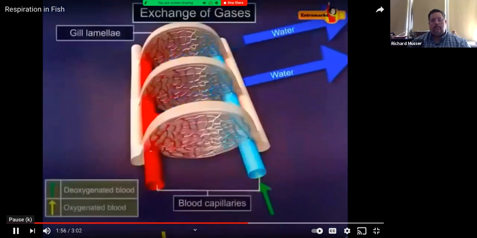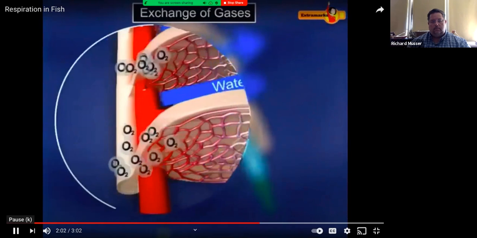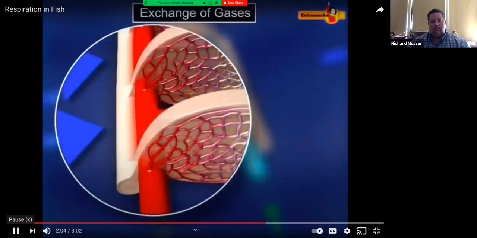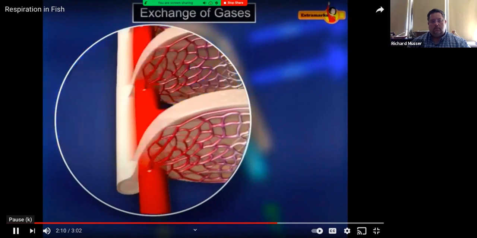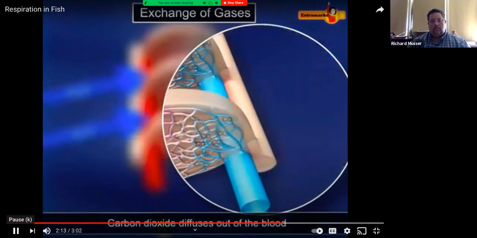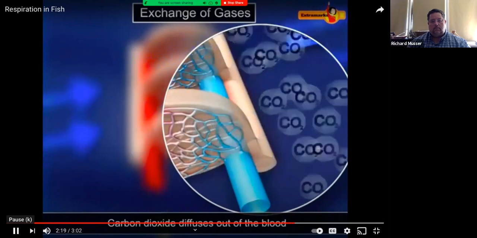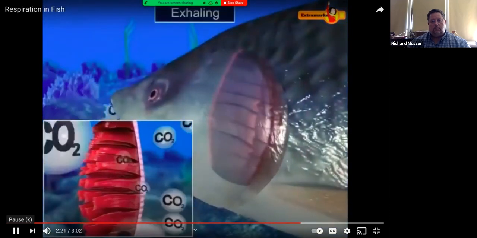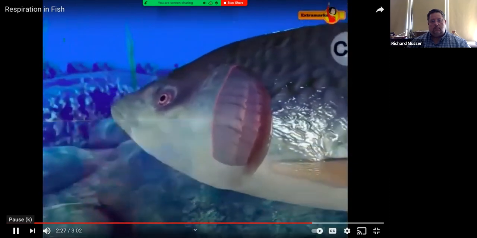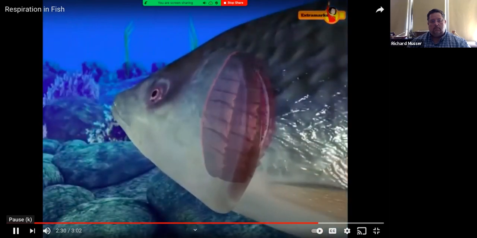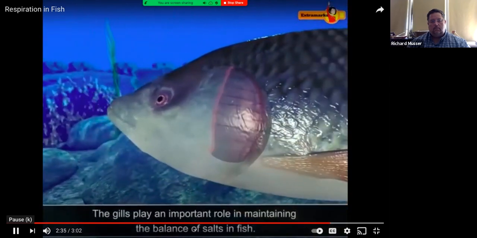Blood absorbs the dissolved oxygen from the water by diffusion. The unique structure of the gills ensures that they absorb most of the oxygen dissolved in the water that is passing between them. Simultaneously, carbon dioxide from the blood diffuses out of the gill capillaries into the water. The water containing carbon dioxide is expelled through the open operculum. Besides being the respiratory organs, the gills also play an important role in maintaining the balance of salts in fish.